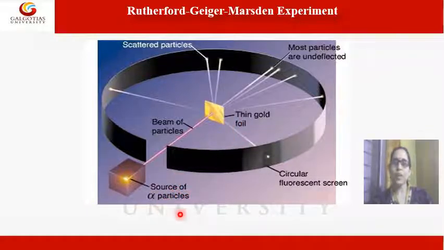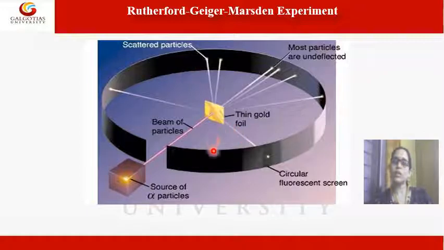We pass the alpha particles through the gold foil, and here we have a screen, a fluorescent screen made of zinc sulfide. What is the need of the screen? When the alpha particles pass through the gold foil and fall on the screen, fluorescence appears. As it is a fluorescent screen, flashes of light appear on it when the alpha particles fall on it.